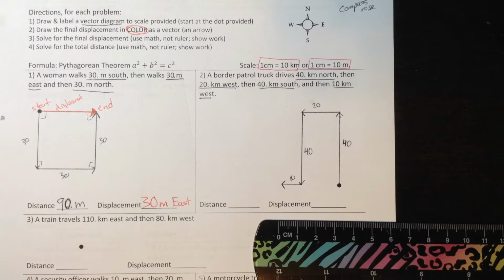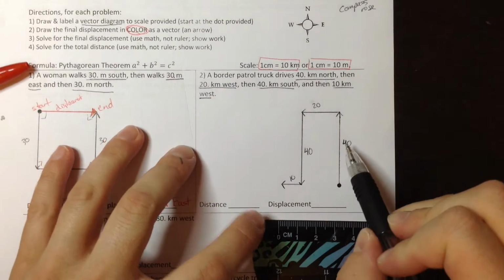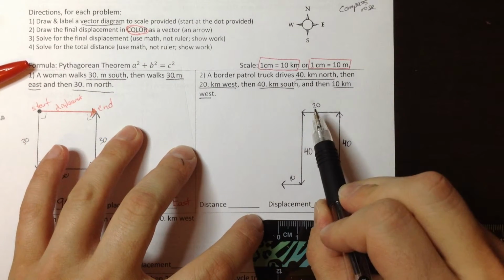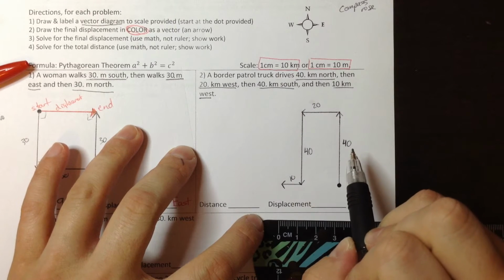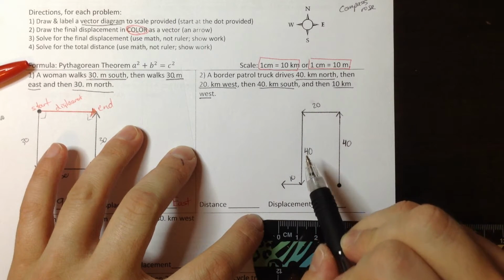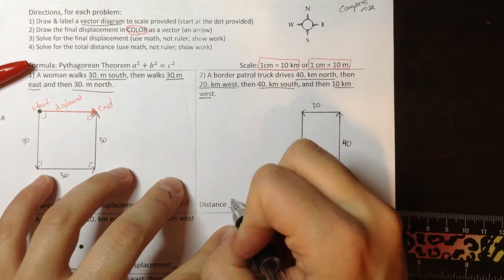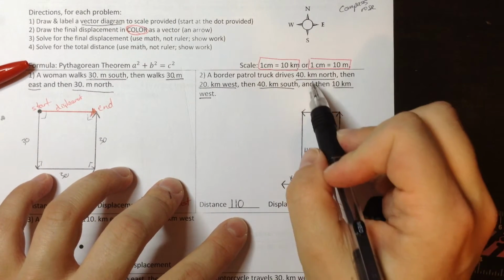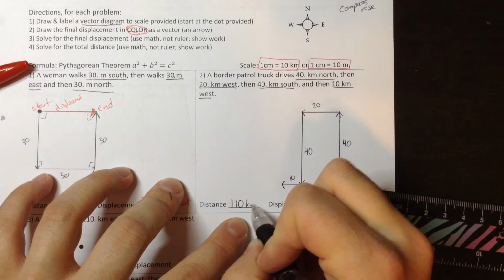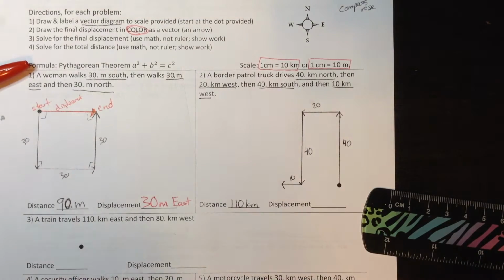Okay. So, distance. Add them up. 40 plus 20 plus 40 plus 10. So 40, 60, 100, 110. 110, don't forget units, we're talking about kilometers. That's our distance, 110 kilometers.